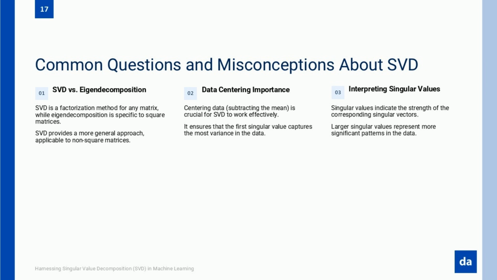Many practitioners also neglect the importance of the Frobenius norm when evaluating SVD approximation quality. This mathematical measure quantifies the error between your original matrix and its low-rank approximation, providing a rigorous framework for determining how many singular values to retain.